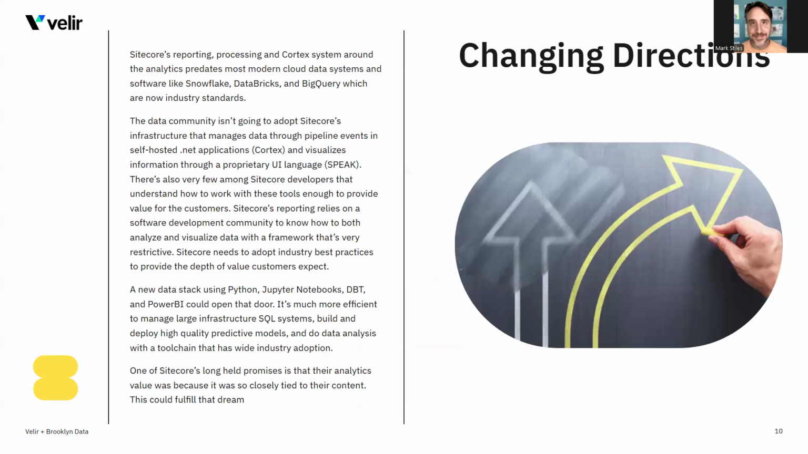I'm not going to read this entire thing here, but it was a really thought-out argument about why we should move away from the way it is. Tracking is still really valuable, but the system of reporting and UI is not. So the long and short of it is Sitecore built this far before the modern data stack existed. So they were building a lot of things by hand, by themselves, and didn't have what we have available to us today. So it just is what it is.